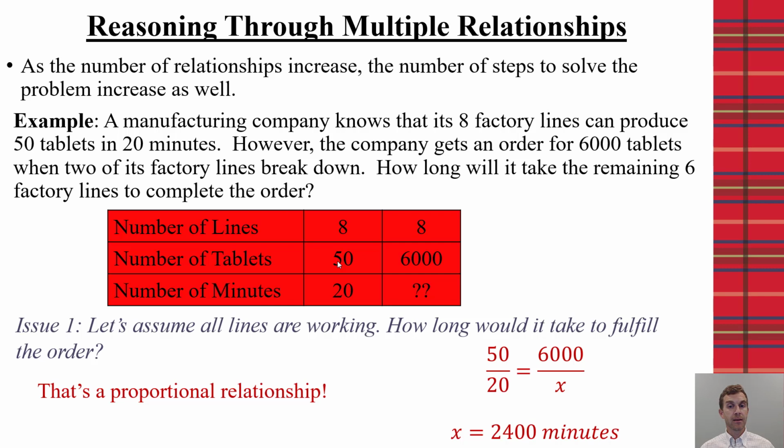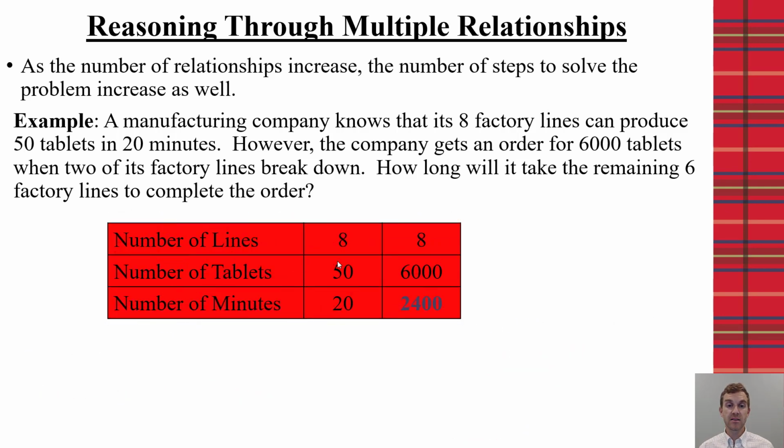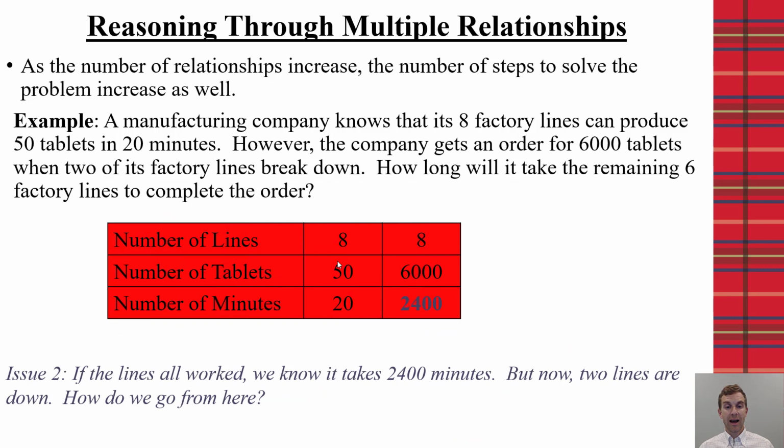That's step 1. But now that I know how long it would take with all fully working, I can look at what happens when I decrease the number of lines. So here, I'm going to be decreasing it from 8 to 6. And what's going to happen? That's what I want to think about. Now, that is going to be an inverse proportional relationship, because by decreasing the number of factory lines, I know that the time it takes to create the tablets has to go up. They're going the opposite directions. That's the inversely proportional relationship.